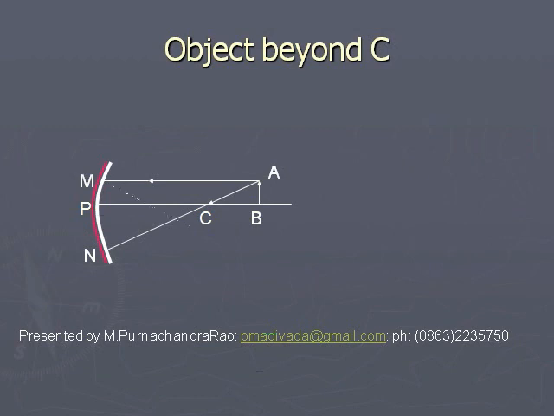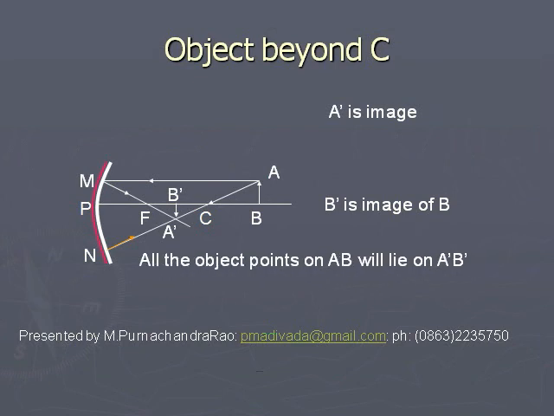AM after reflection passes through the focus F, and AN after reflection passes through the center of curvature. So it retraces its path. These two reflected rays meet at A prime. So A prime is the image of A. If you draw a perpendicular arrow from the principal axis, then B prime becomes the image of B.